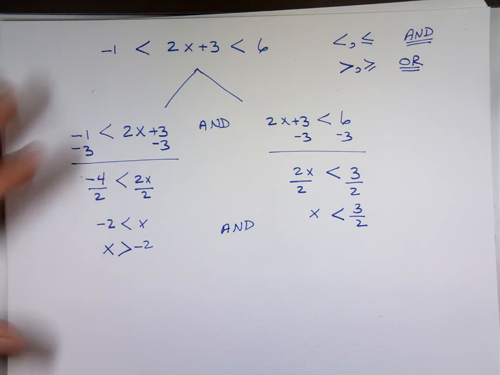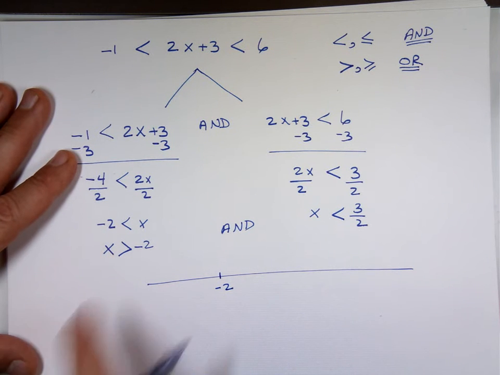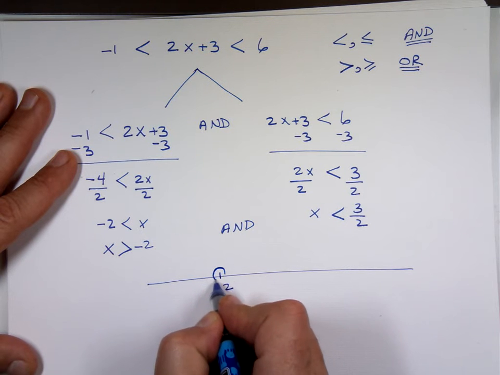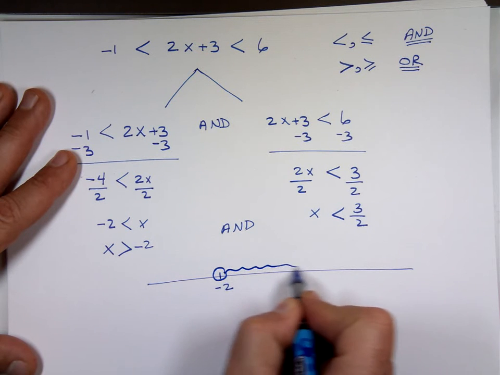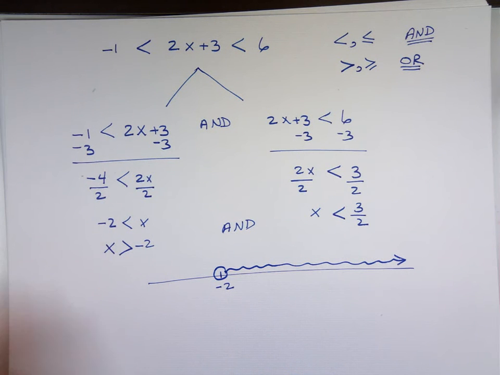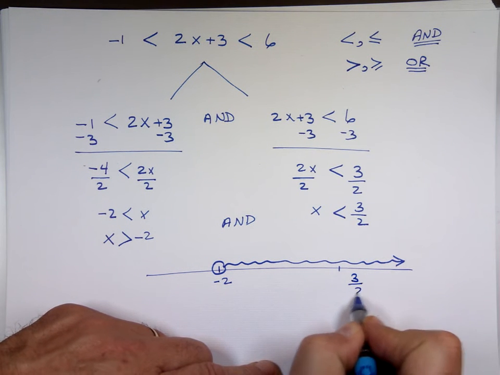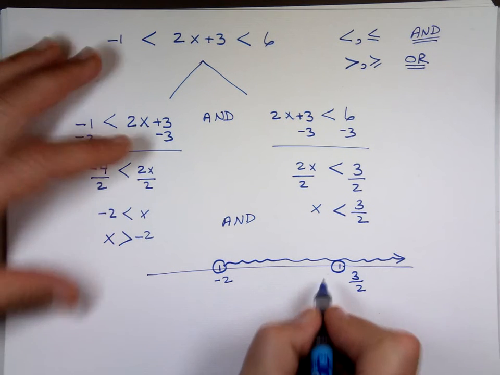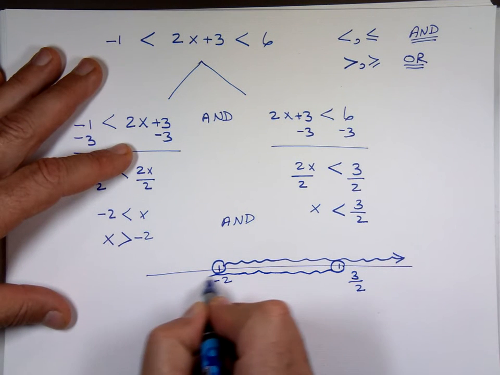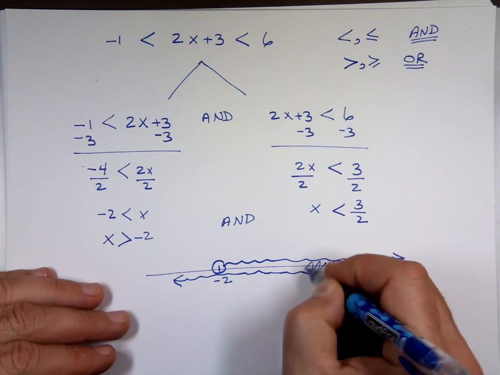So if I graph that, this is the -2. The first one says x is bigger than negative 2. Bigger means which direction? To the right. And the other one says what? This is the 3/2. X is what? Less than 3/2. Less than means which way? And remember what I said, when it's an AND operation, you need to satisfy which one? Both of them. What segment of the graph satisfies both? Isn't that this piece?